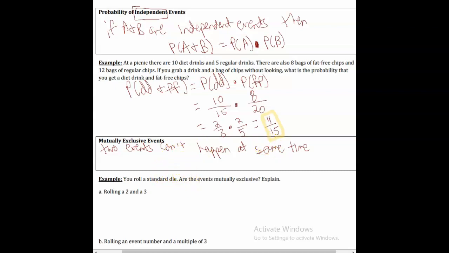So we're going to think through these events. As you roll a standard dice, we're going to see if these are mutually exclusive. So can I roll a 2 and a 3 at the same time if I roll a dice? So this is yes, mutually exclusive. You can't roll a 2 and a 3 at the same time.